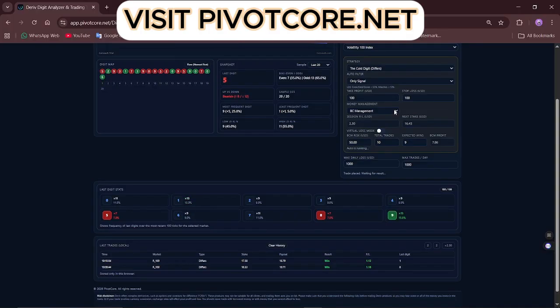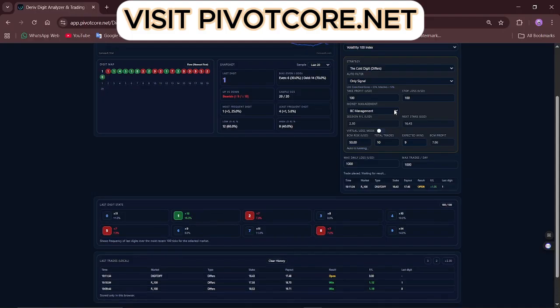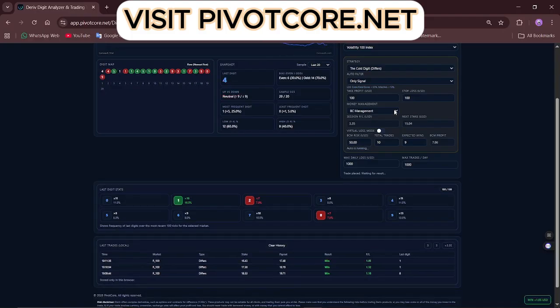Now, watch closely as I set up the parameters. For the digit differ strategy, our goal is to predict a digit that won't appear. It sounds simple, but when you combine it with the algorithmic analysis provided by PivotCore, your probability of winning skyrockets. I've configured the bot to target a specific sequence. You can see how user-friendly the interface is. Everything is transparent, and you have full control over your stake and risk management. This is why so many Deriv traders are moving toward PivotCore for their daily sessions.